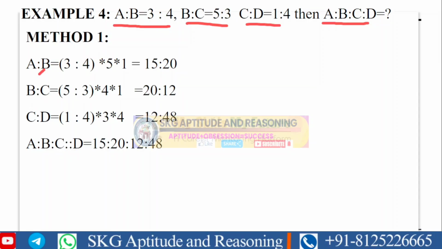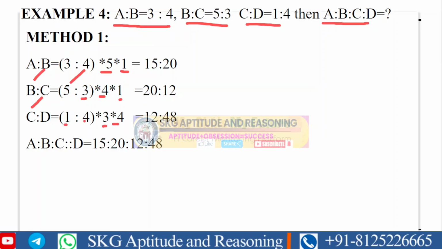So here the b value was common. So I'm multiplying alternately here the b value. Here I'm multiplying with this 5 and multiplying this one with 4. And here also multiplying with 4. Next, here also the value was common. Here 3, here the c value was 4 and here the c value was 1. So this 1 was multiplying here, this one was multiplying here, this was multiplying here.